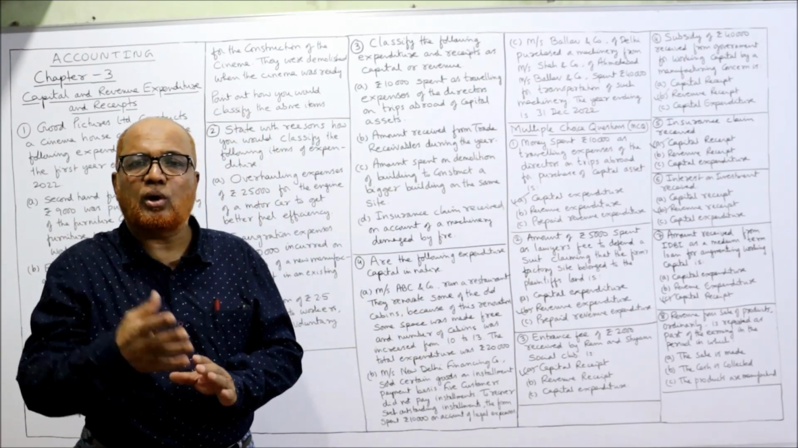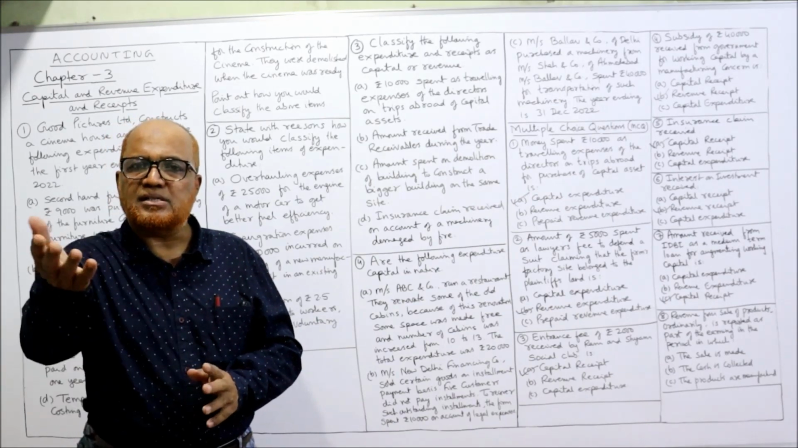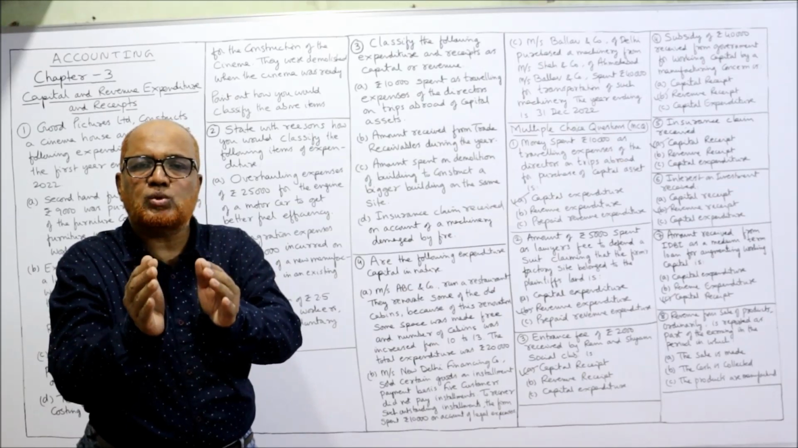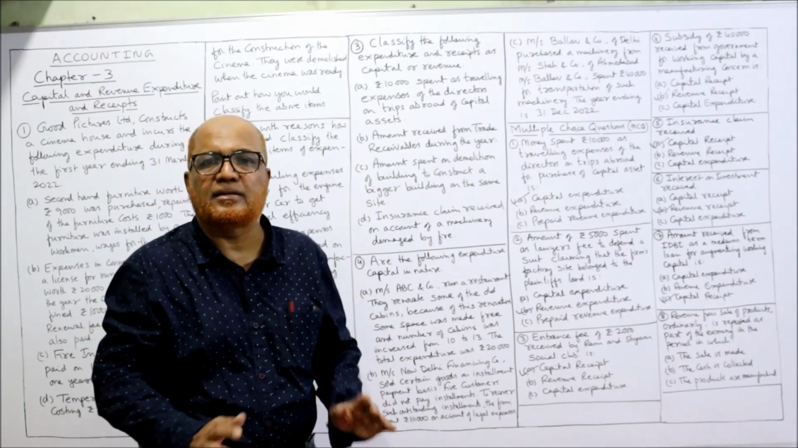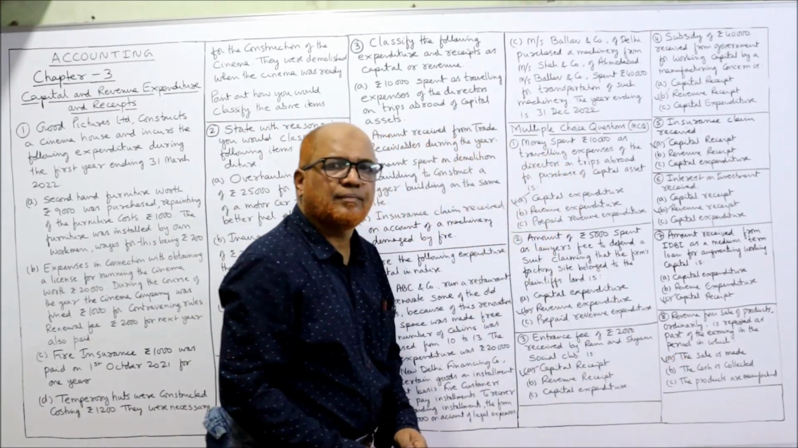Like goods are sold on credit. So immediately the ownership is transferred, but the customer has not paid. So we have to recognize the sale as soon as the sale is completed. So here the sale is made. A is the correct answer.